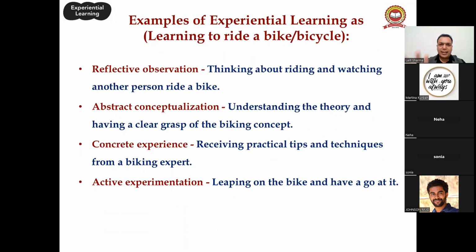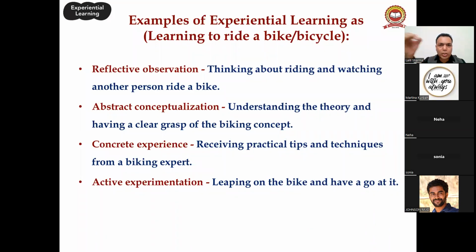How do we learn to ride a bike, a bicycle and others? One is reflective observation. Reflective observation means thinking in the mind, right? Reflective means contemplating inside the mind. So we think about riding and watch other persons ride a bike. This is called reflective observation. We are observing someone riding a bike, watching other persons ride a bike.